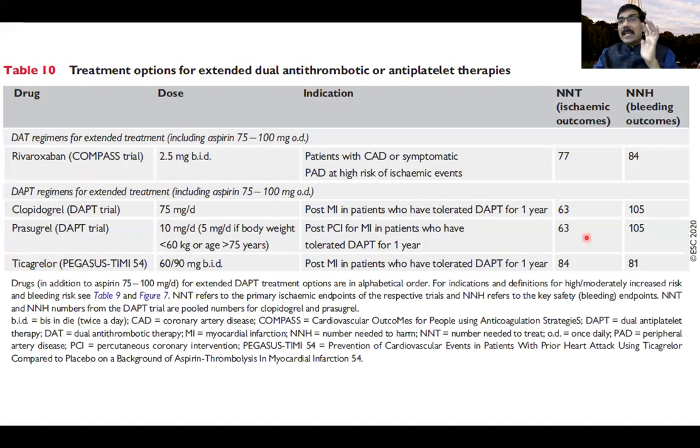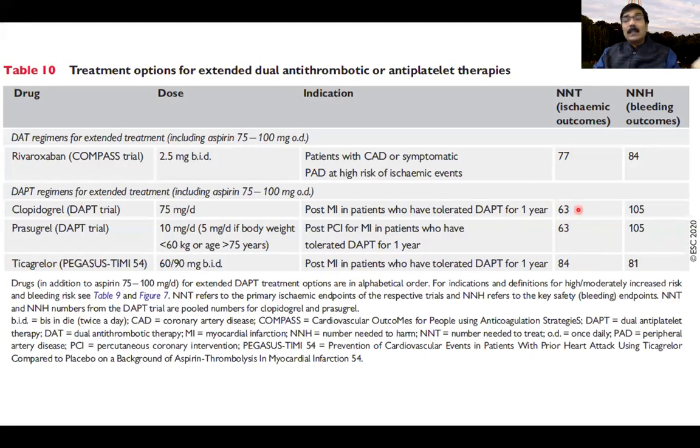Now, I will come to the right extreme. Look at the number needed to treat and the number needed to harm. We'll go from below. Look at the Pegasus trial. The number needed to treat is 84 and the number needed to harm is 81. What does this mean? If you treat 84 patients, you're going to prevent 1 event, while if you treat just 81 patients, you're going to have a bleed. This is significant. The number needed to harm is more. Would you choose ticagrelor? I wouldn't choose ticagrelor, though it says so. This is the Pegasus trial data.